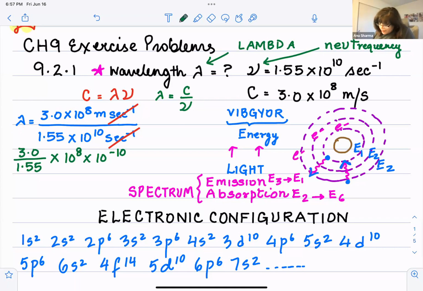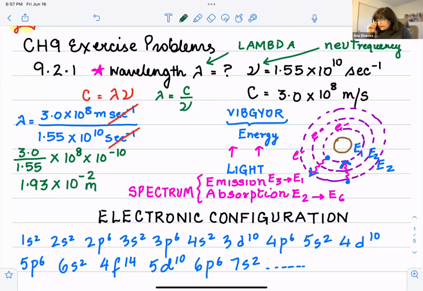So here we have 3 divided by 1.55. And here you have 1.93 into 10 to the power minus 2. Okay, so that's the wavelength, and that is going to be in meters.